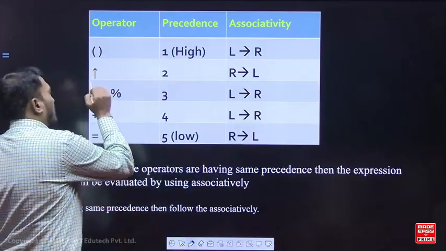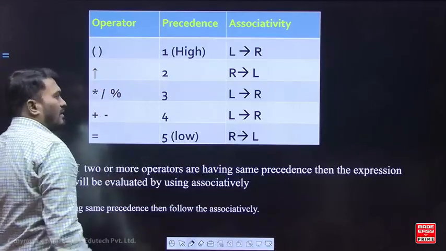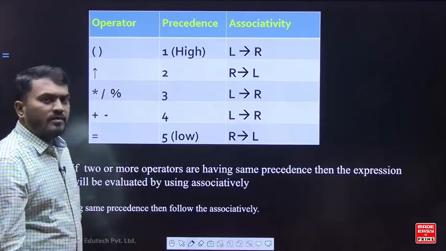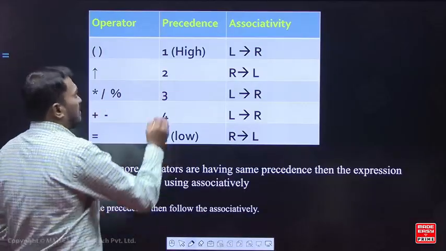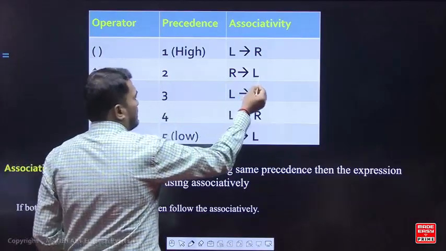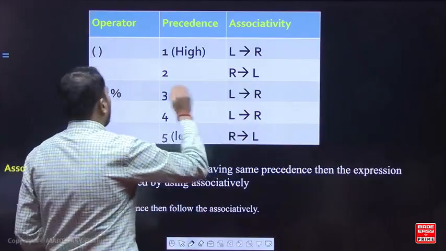And next, this is what? Yeah, arrow mark. Arrow mark means like power. This is called a power, like 2 power 3 or 3 power 4. So generally they represent like this. So power is the next high precedence, but associativity is right to left. Understand here, the associativity of the power symbol is right to left.